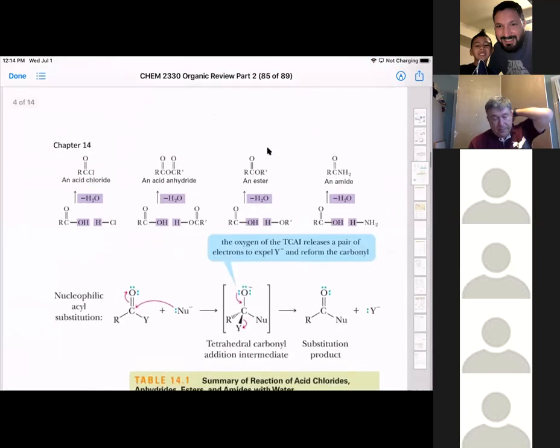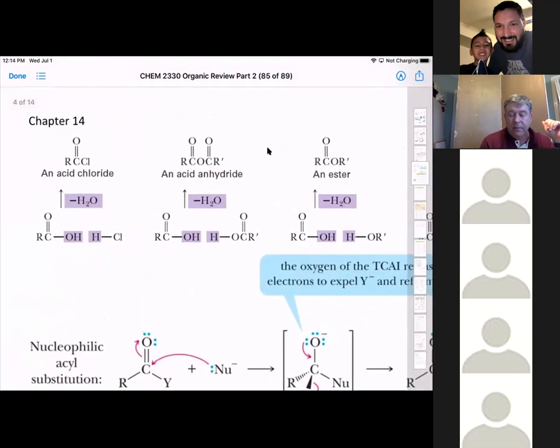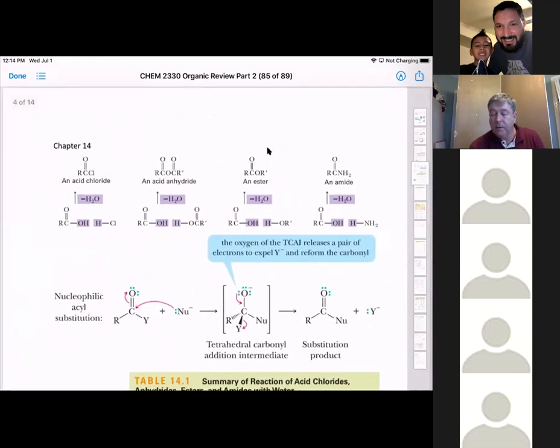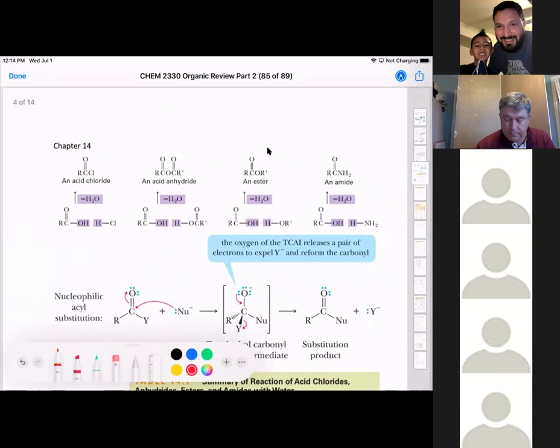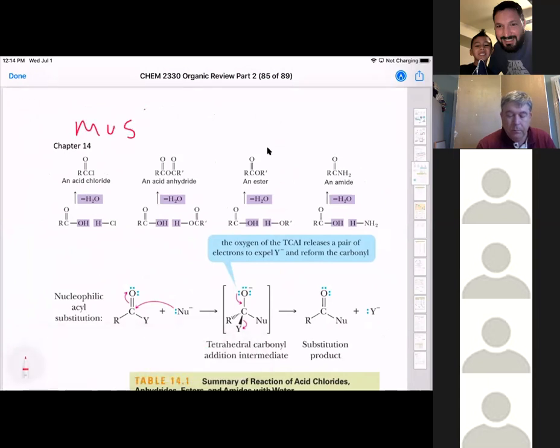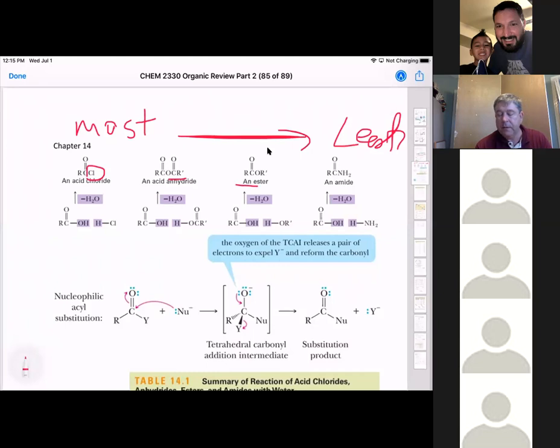All right, so let's move on to derivatives of the carboxylic acids. And the first and most reactive derivative, and these are reactive, the more reactive are on the left. So these are most reactive, going to least. We have acid chlorides right here, with a chlorine electronegative atom bonded to the carbonyl. The anhydride is the next most, then the ester, and then the amide.